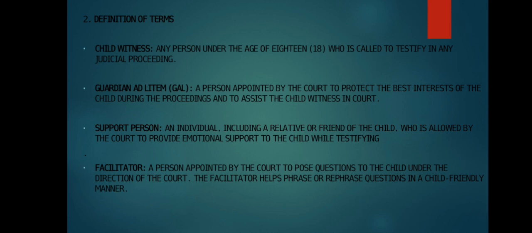Next is the guardian ad litem. A guardian ad litem is a person appointed by the court to protect the best interest of the child during the proceeding and to assist the child witness in court. And most guardians ad litem ay ang attorney. Next is the support person. A support person is any individual, including a relative or friend of the child, who is allowed by the court to provide emotional support to the child while testifying.